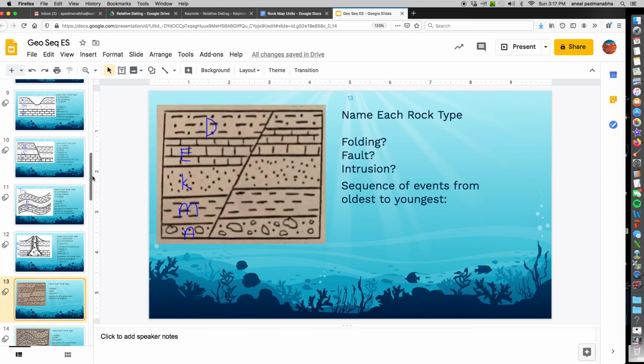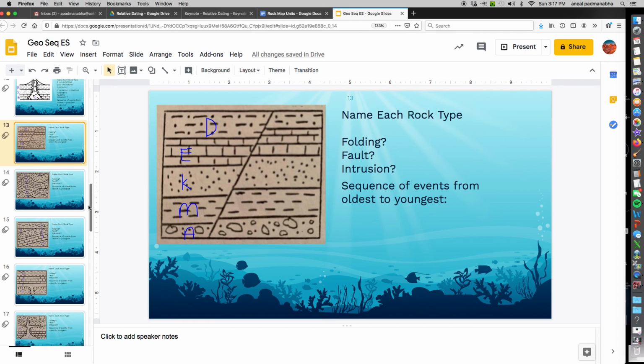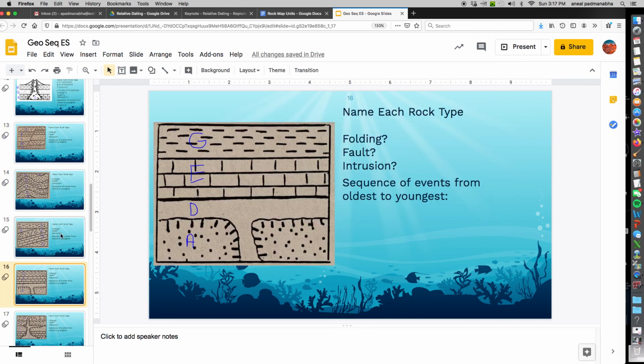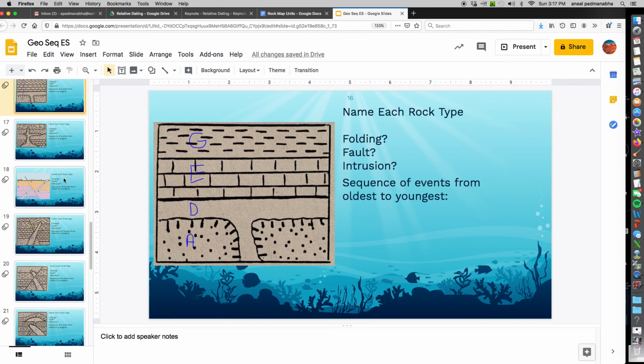So what the rest of this assignment or PowerPoint is going to be, and please read the directions, I'm going to tell you what slide numbers to do. So for example, 13, 14, and so on and so forth. And you're going to go through them and come up with a sequence of events for each one of these.